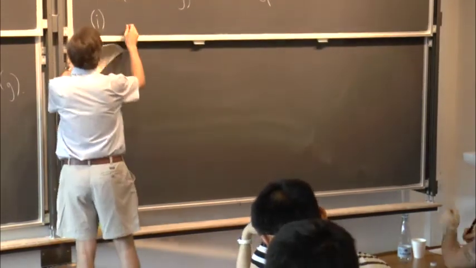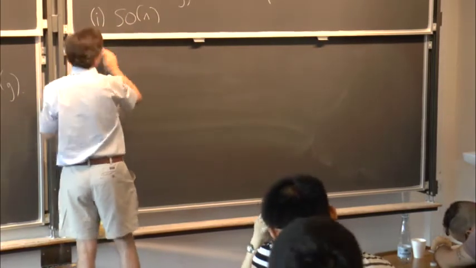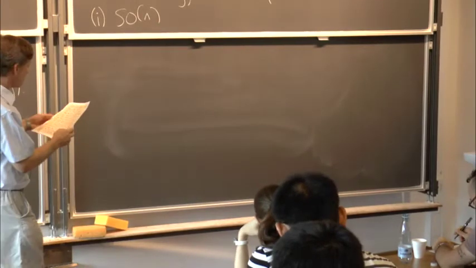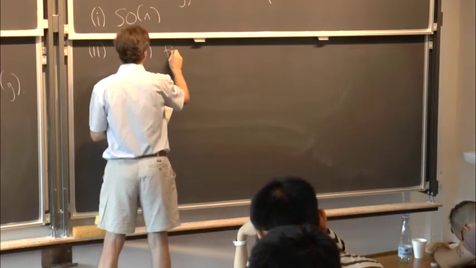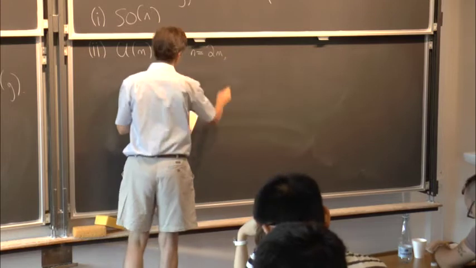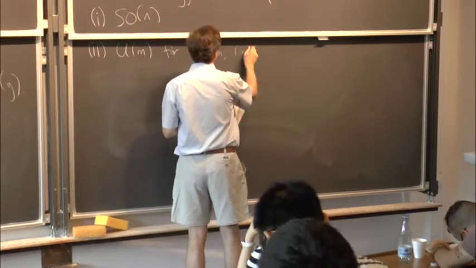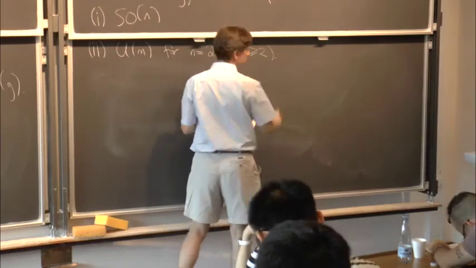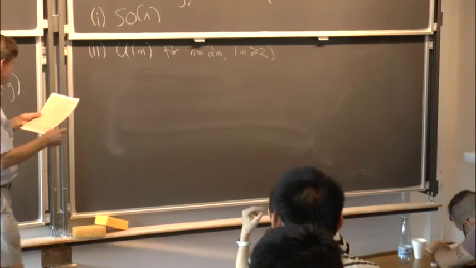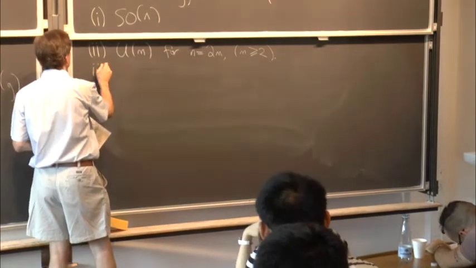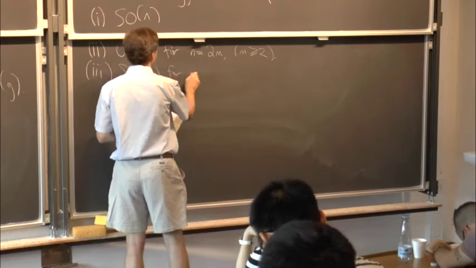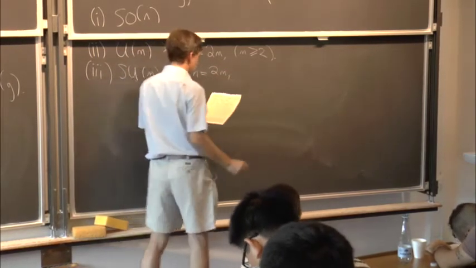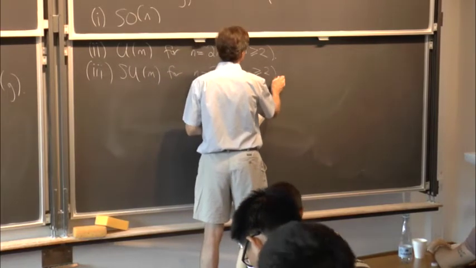Firstly, SO(n). So I'm going to leave a bit of space on the right-hand side to write some extra stuff. Secondly, U(m) for n is 2m, and we can, if we like, put in the restriction m is greater than 2. Thirdly, SU(m) for n is 2m, and again, if we like, we can put in the restriction m at least 2.